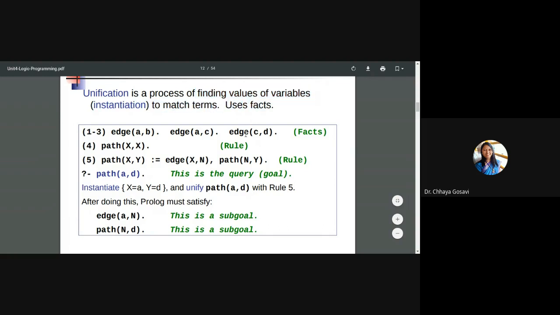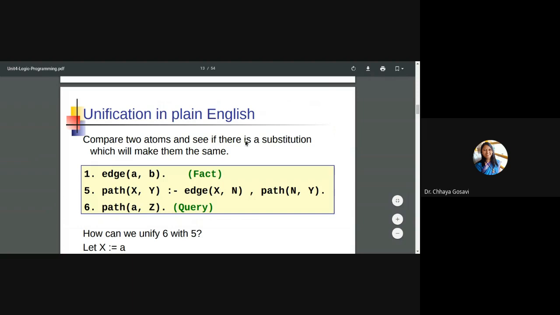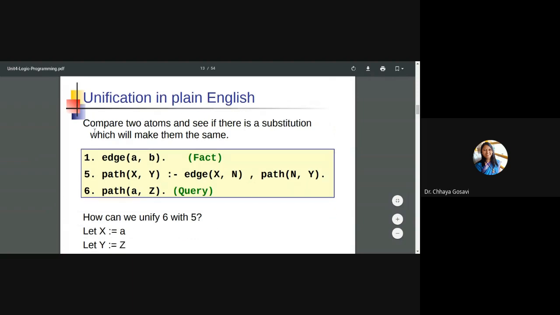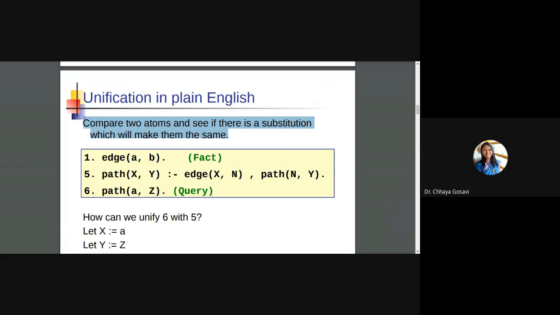It uses facts for that. So unification in plain English: compare two atoms and see if there is a substitution which will make them the same. How do we match? Like in maths or geometry, you say that LHS is equal to RHS, so you have to prove this. Similar to that, you have facts, you have a query, and you match your facts with the query and try to find out those values.